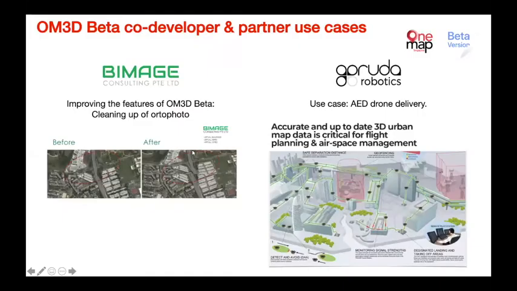Two examples from our partners are BMUch, who is working to improve ONEMAP3D Beta autophoto features, and we have our geotech Garuda, who's mapping out the drone parts on the 3D map for AED's delivery.